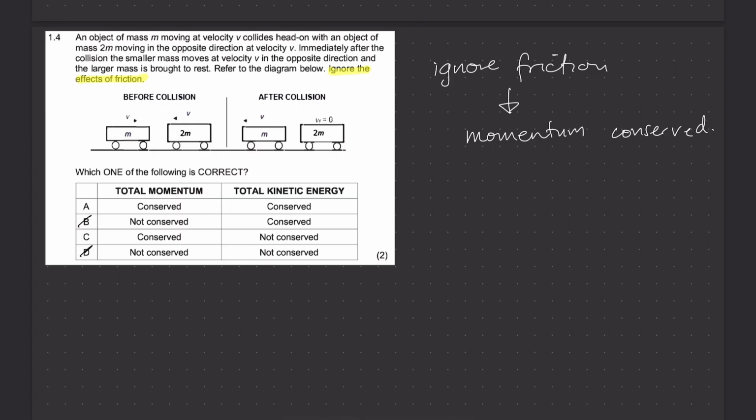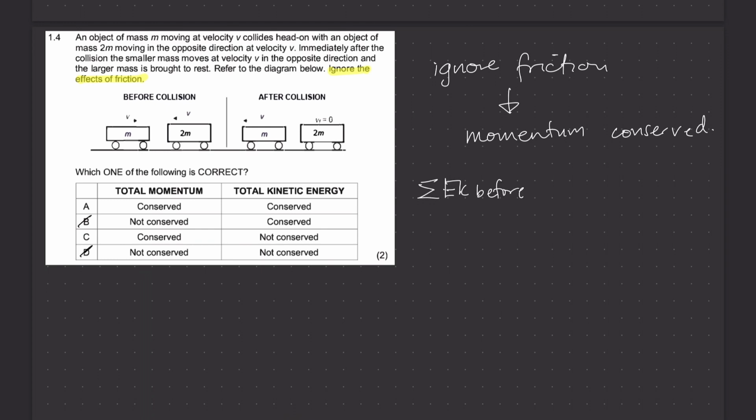Now we need to figure out the kinetic energy. So whether it's elastic or inelastic. So to do this, we'll work out the kinetic energy before and then we'll work out the kinetic energy after. And if it's the same, then it's going to be conserved. If it's not the same, it's not conserved. So the sum of the kinetic energy before.